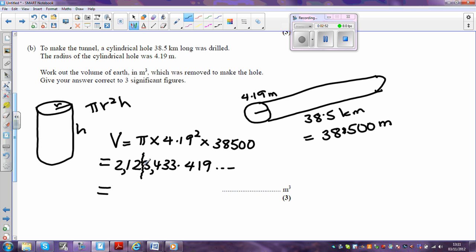What we've got to be careful of though is that we fill in these remaining places with zeros, otherwise clearly it would be ridiculous to have an answer of 212 cubic meters when this is actually 2,123,433, etc. So basically we're going to write 212 and then 0000. We don't need to worry about the numbers after the decimal point. In other words, the volume of Earth removed is 2,120,000 cubic meters to 3 significant figures.